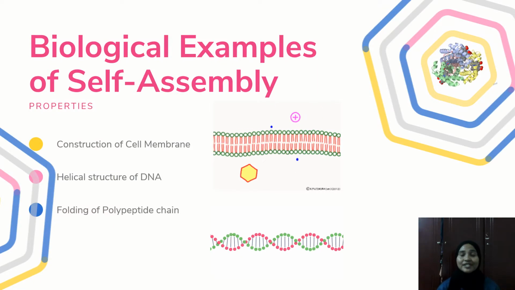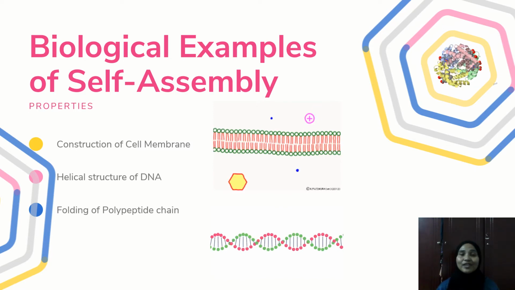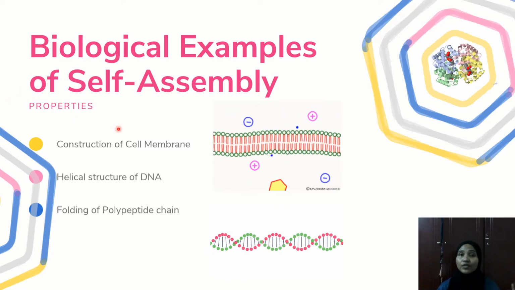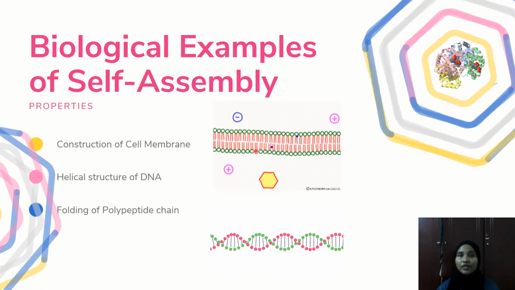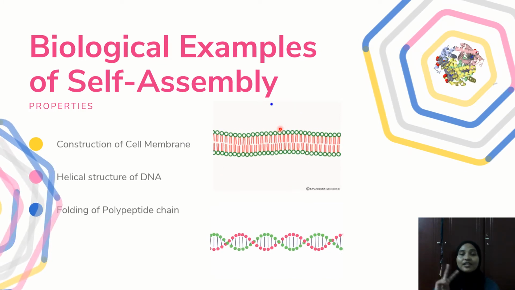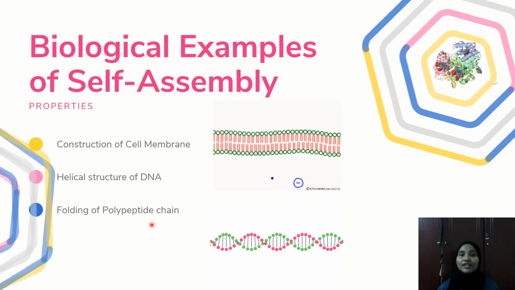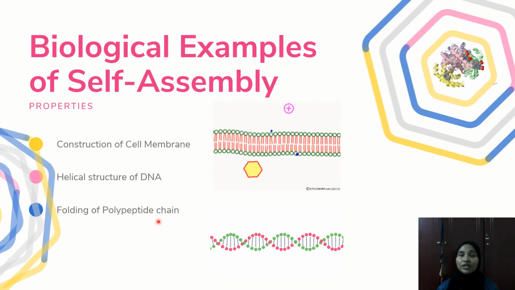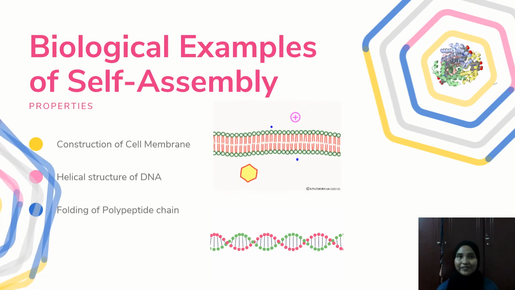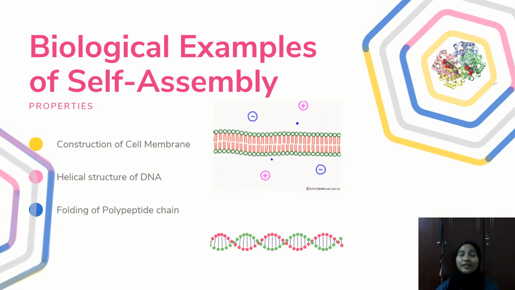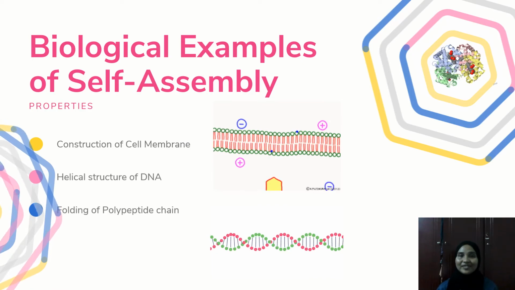Now, these are the examples of self-assembly properties in biological materials. The first one is the construction of the cell membrane. As we know, the cell membrane consists of a phospholipid bilayer, and this figure depicts its construction. The second one is the helical structure of DNA, which refers to this figure. And the third one is the folding of the polypeptide chain or protein chain, which is depicted in this figure. So, these are some of the examples of self-assembly properties in biological materials.